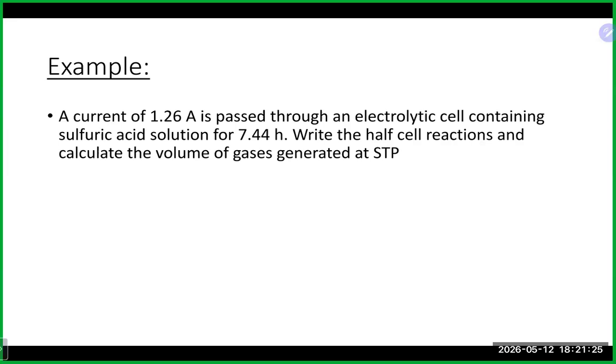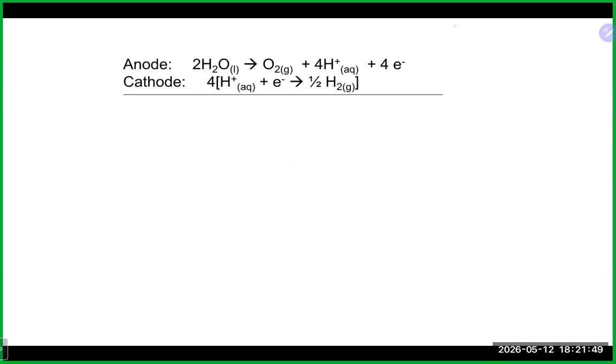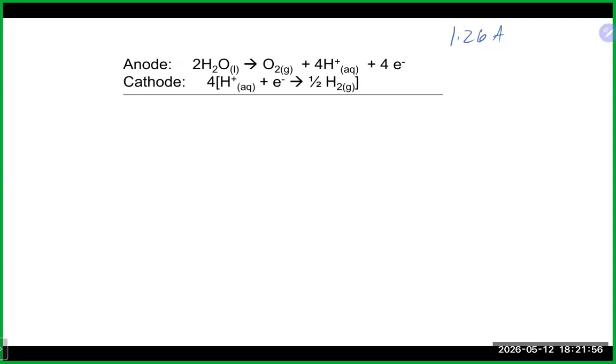As I mentioned earlier, it doesn't mention anything about water in this one, but this is the electrolysis of water. That's the key to know. A lot of times they won't come straight out and tell you it's the electrolysis of water. They'll tell you something about the acid solution. So we will use those half reactions here, so you don't have to rewrite them. We'll put them here. I'll put the information here: 1.26 amps, and we're running for 7.44 hours.